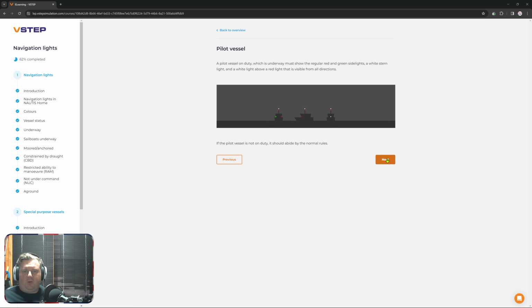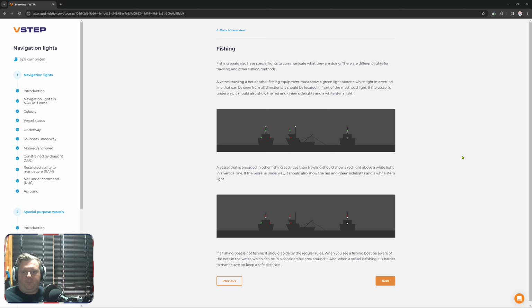A pilot vessel on duty which is underway must show the regular red and green side lights, a white stern light, and a white light above a red light that is visible from all directions. If the pilot vessel is not on duty, it should abide by normal rules.